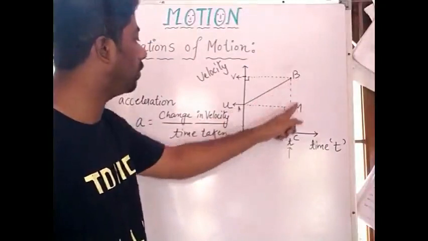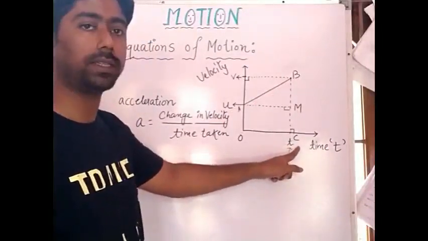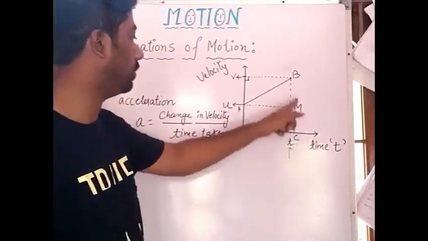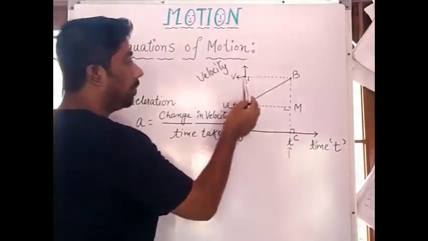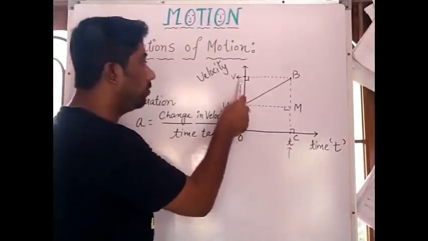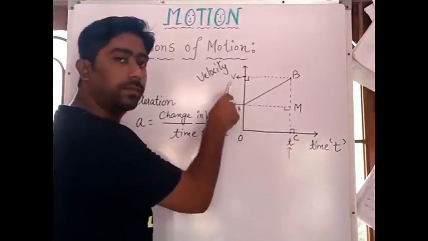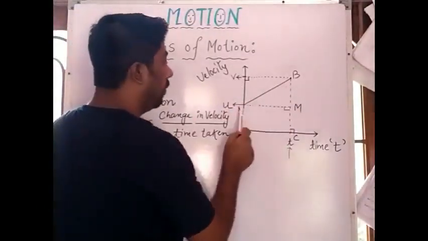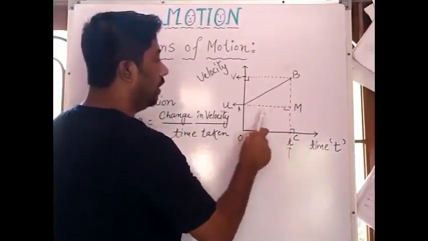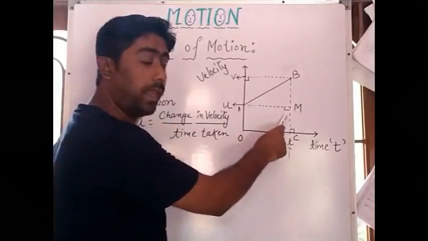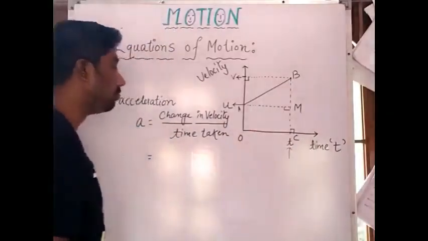So from B we drop a perpendicular on the time axis, and you can see it is BC. This is the perpendicular symbol. From this point B again we drop a perpendicular on the velocity axis also and mark this value as V, final velocity v. From A we drop a perpendicular on the constructed straight line BC, and you can see this is the perpendicular AM.